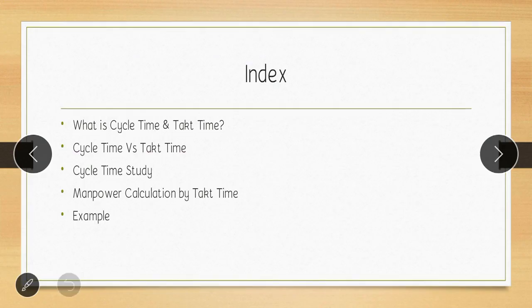So in this video, we will discuss the cycle time and the takt time, and the difference between them, and then the cycle time study, because to calculate the manpower, these 3 things we need to know. Without these we cannot calculate the manpower. Then after the cycle time study we will calculate the manpower by takt time with an example.